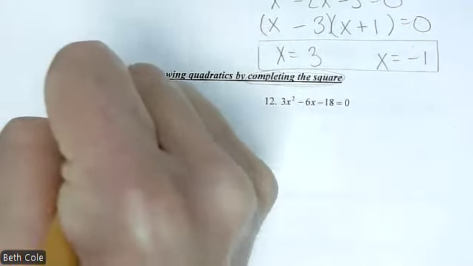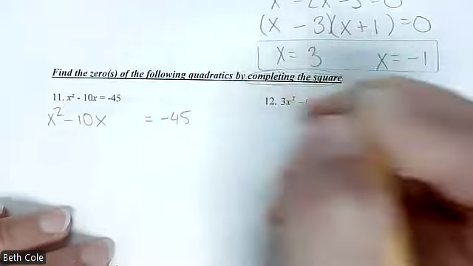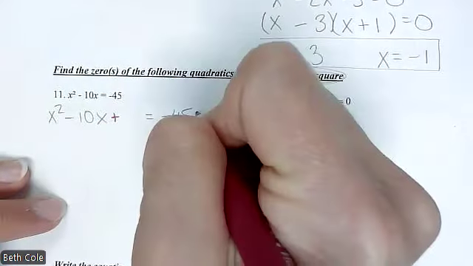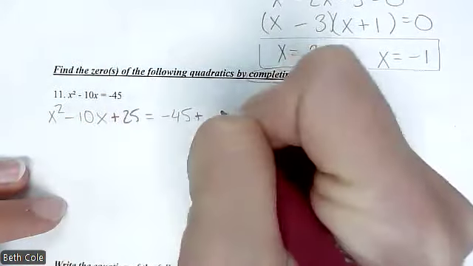So copy down the first two terms, leave a gap. And you want to divide by 2 and square. So what will we add to both sides here? 25.